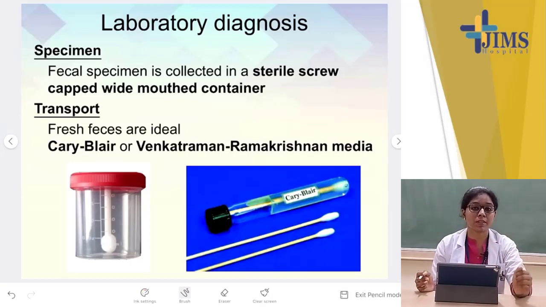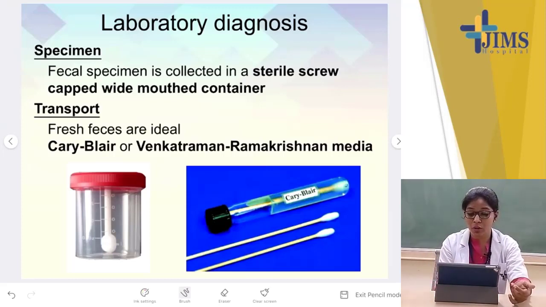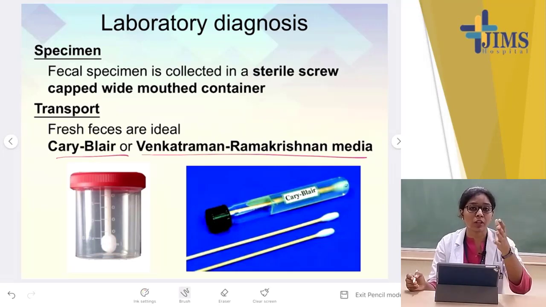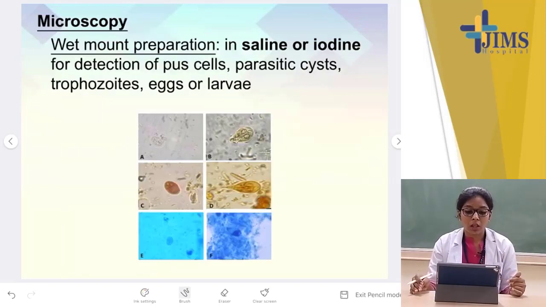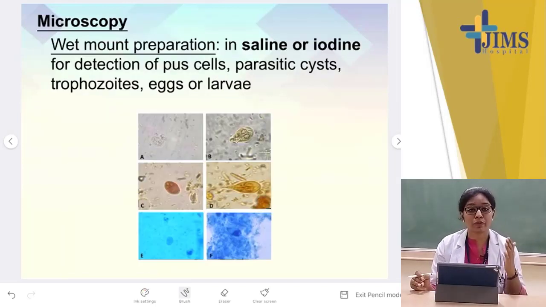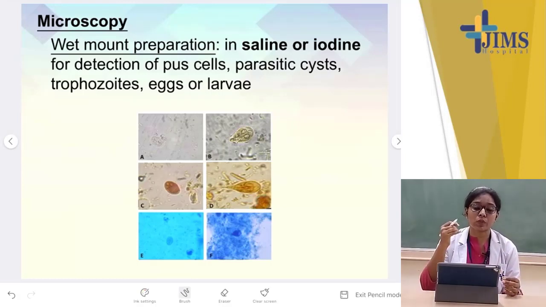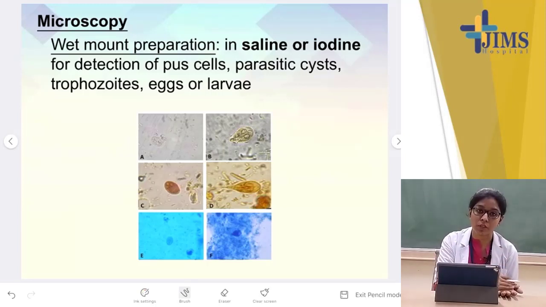In case of bacillary dysentery, I talked about Sach's buffered glycerol saline or gram-negative broth. Here we use Venkatraman Ramakrishnan medium or Cary-Blair medium. So these words are well known to you because you have already studied Vibrio, so these transport media are well known to you. Moving on to the microscopy, the first and foremost thing that you perform is wet mount. Just simply you take one drop of stool and you put it on a clean glass slide, and after that you cover it up with a cover slip.